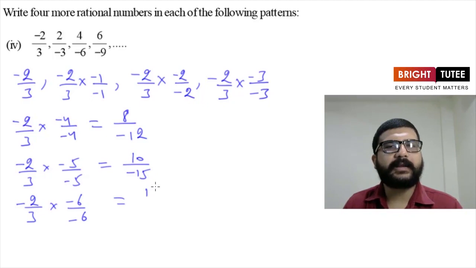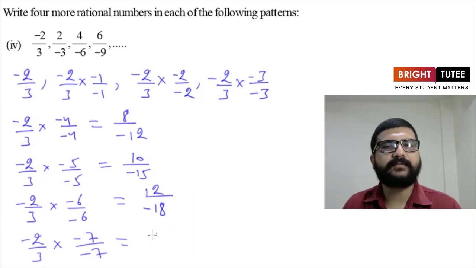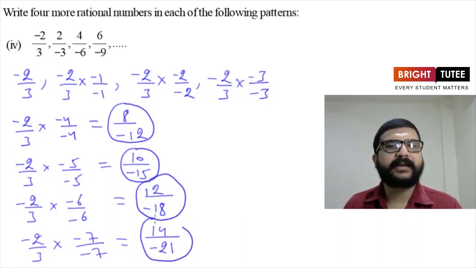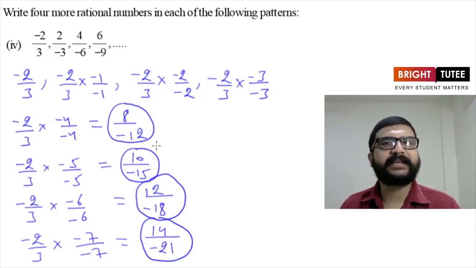This is 12 upon minus 18 and now we have to multiply this number minus 2 upon 3 with minus 7 upon minus 7. Now this is equal to 14 upon 3 into minus 7, that is minus 21. So now the 4 rational numbers in this pattern are 8 upon minus 12, 10 upon minus 15, 12 upon minus 18, 14 upon minus 21. So these are the 4 rational numbers. So like this we can find many more rational numbers in this pattern.